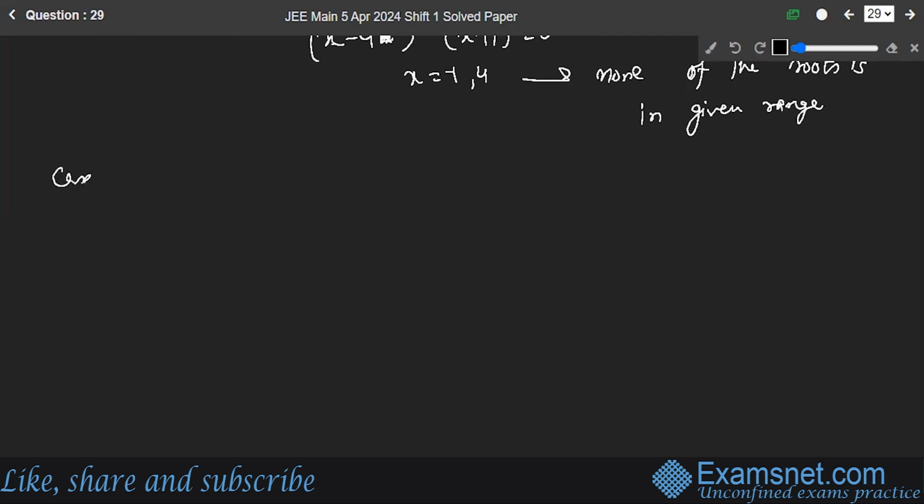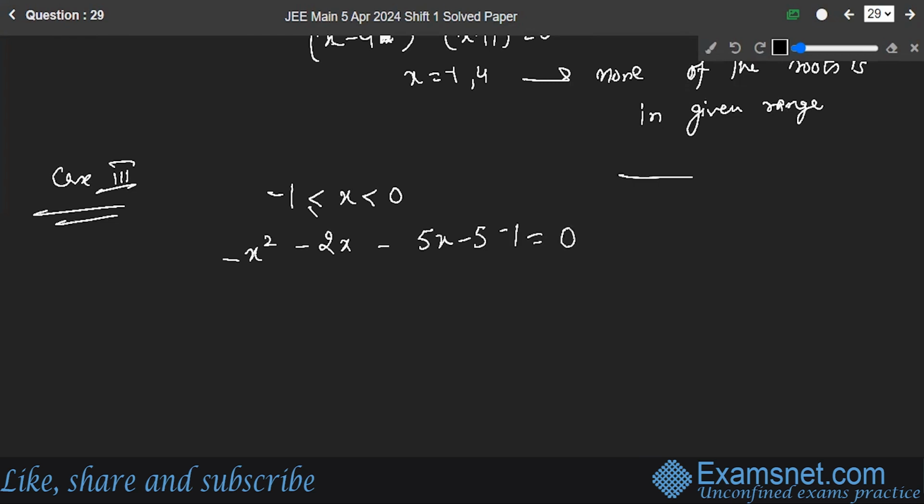So third case, when x lies between -1 and 0. So this will be minus x square, minus 2x, minus 5, minus 5, minus 1. This is equal to 0. See, this was a range. This was -2, -1, and 0. So now let's check within this range here.